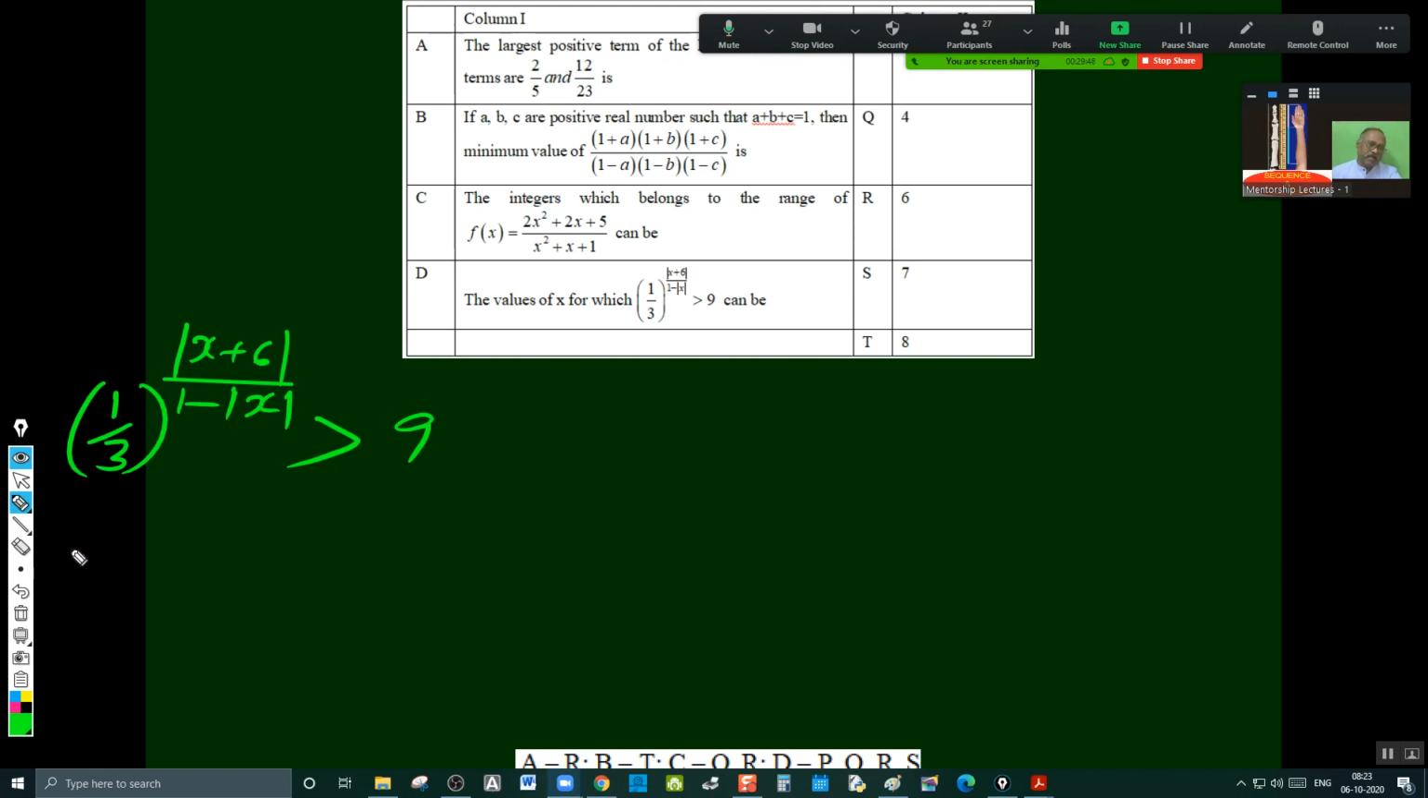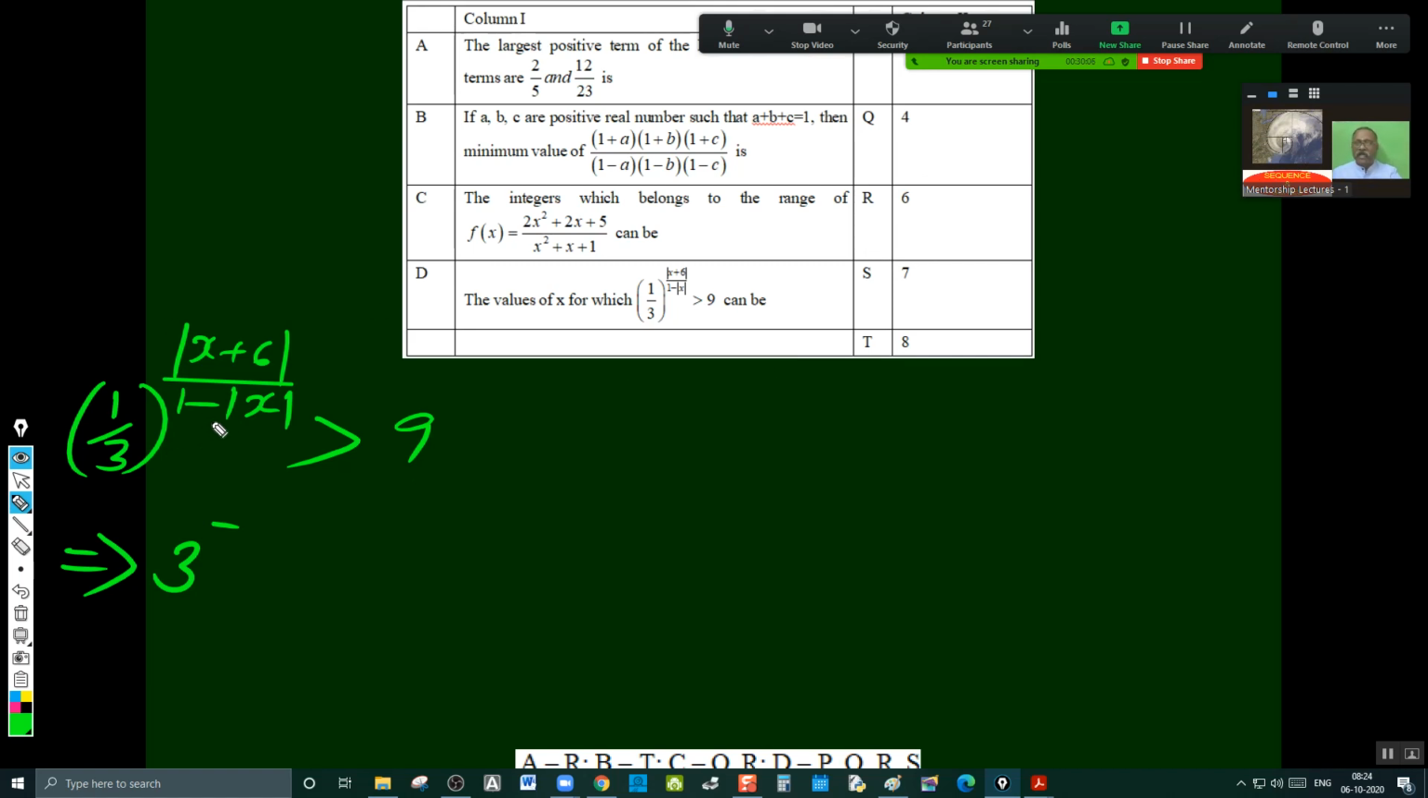This can be written as 3 power minus 1, a power m whole power n, a power mn. Modulus of x is positive. You can see from the column, it is confirmed that there are no negative values.